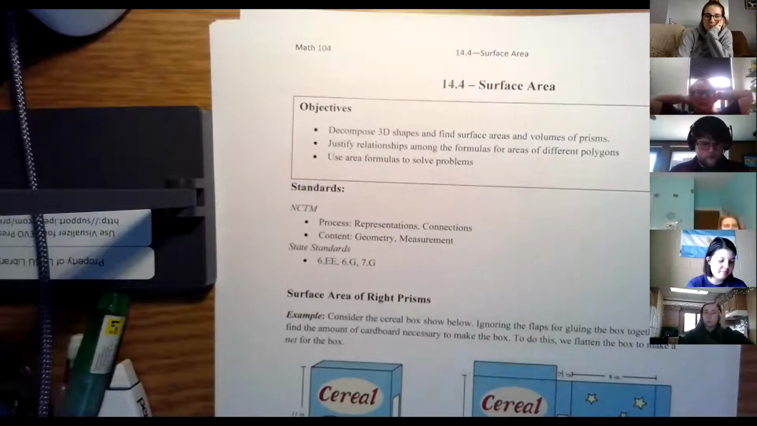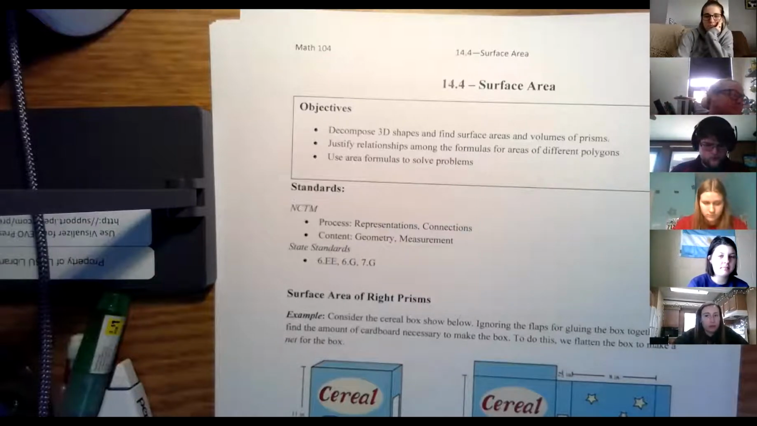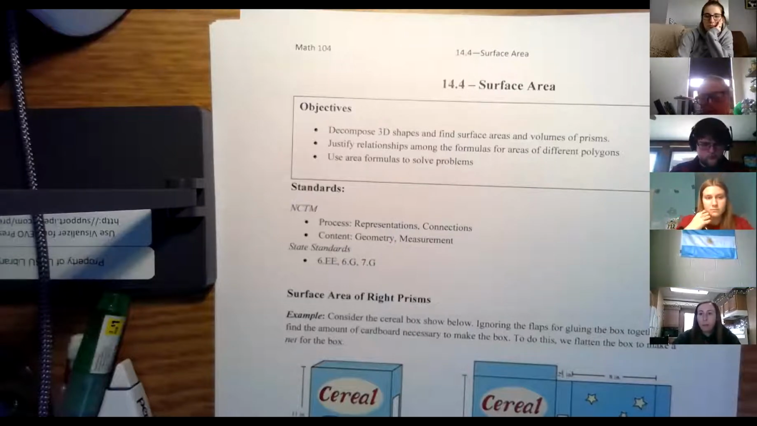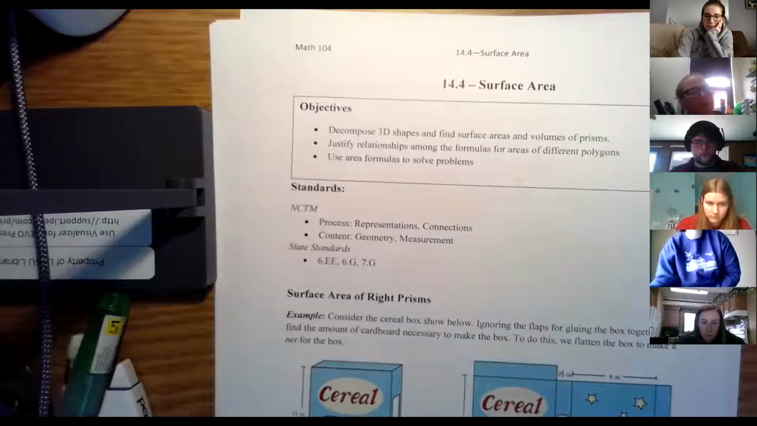Okay, so we're gonna do 14.4. We're gonna be talking about surface area. This is kind of going back to what we were talking about in chapter 11, when we were talking about polyhedrons. We're going to be talking about decomposing 3D shapes again, and we'll talk about finding surface areas and volumes of these prisms, justify relationships among the formulas for the different polygons, and use area formulas to solve problems.